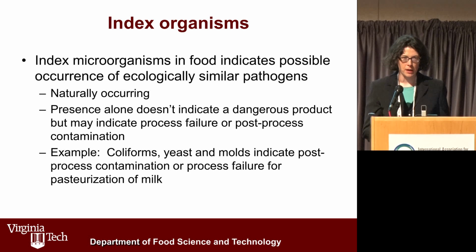An example you might be familiar with is from a pasteurization standpoint of dairy products. People typically look for the presence of coliforms, yeasts, and molds to indicate that there was a post-process contamination event, or also potentially a process failure that led to an inadequate kill. And those would be index microorganisms because they're naturally occurring.